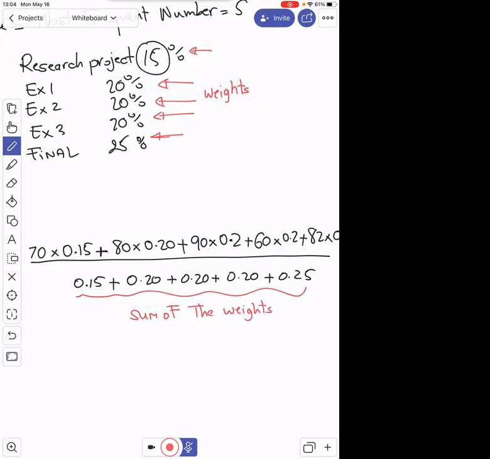And don't forget, guys, in the top, in the numerator, you need to multiply first, right? Because of the PEMDAS rule, multiplication first. So first, you need to multiply the 70 by 0.15, the 80 by 0.20, 90 by 0.20, etc. Once you are done with the multiplication, then you can add, and that will be your top. And then the denominator actually is going to be equal to 1. But anyway, don't forget, multiply first, and then you can add. All right.